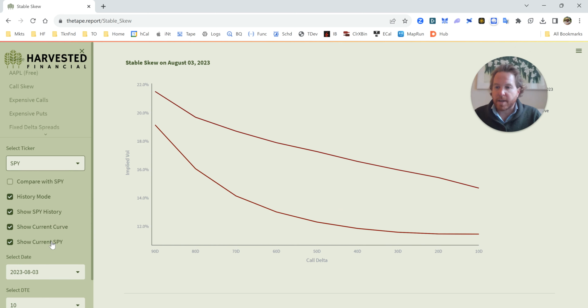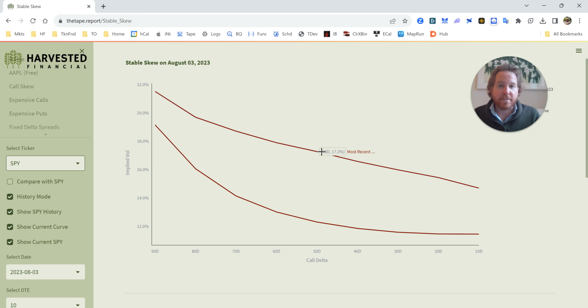So by that I mean, if I look at SPY on August 3rd, 2023, SPX was around 4,500, SPY would be around 450 then too, 449. If I look at the 50 delta call on August 3rd, I can see it was 12.3, and I can see the 50 delta call is like 17.3 today.